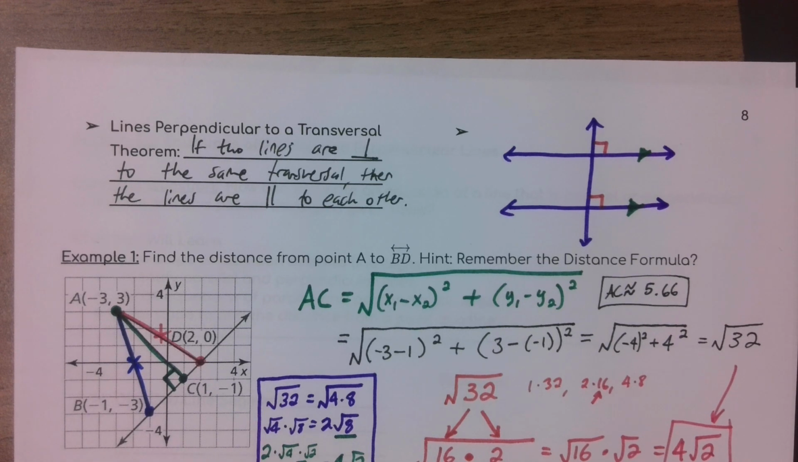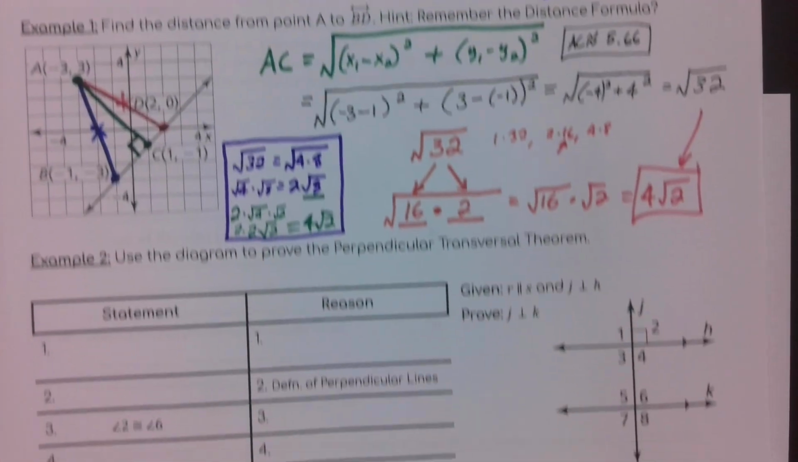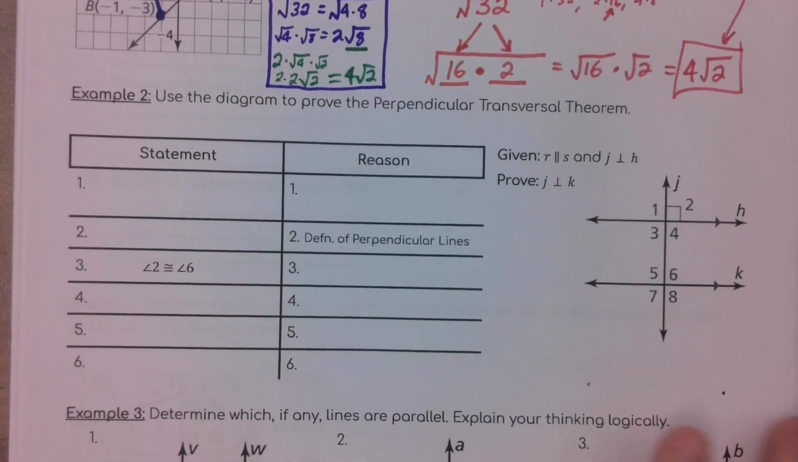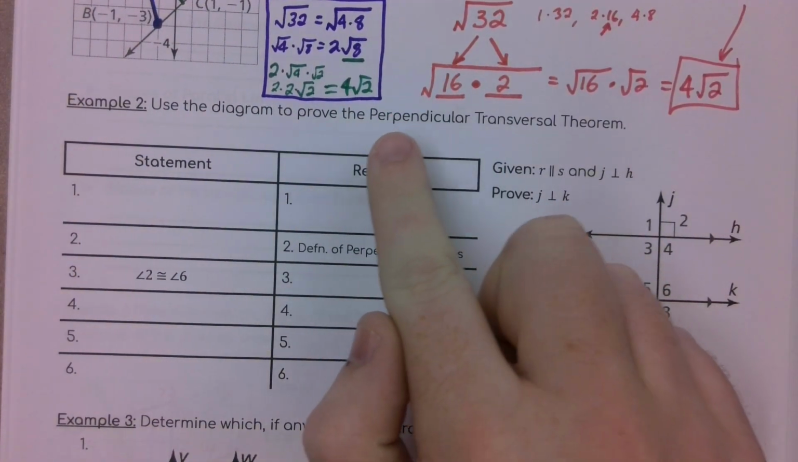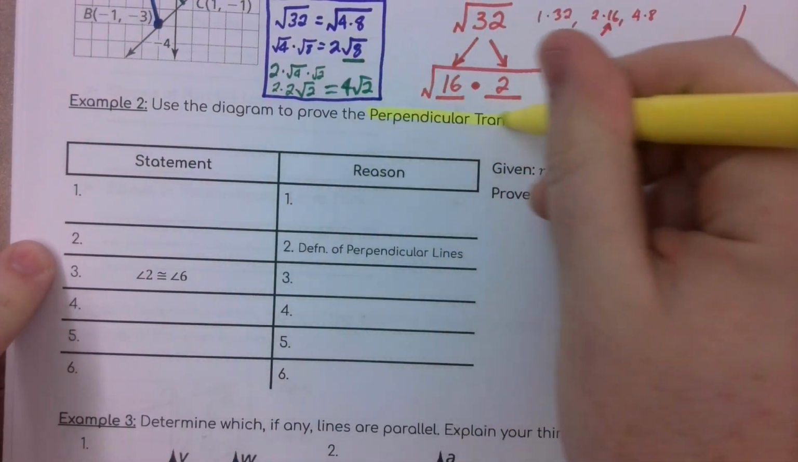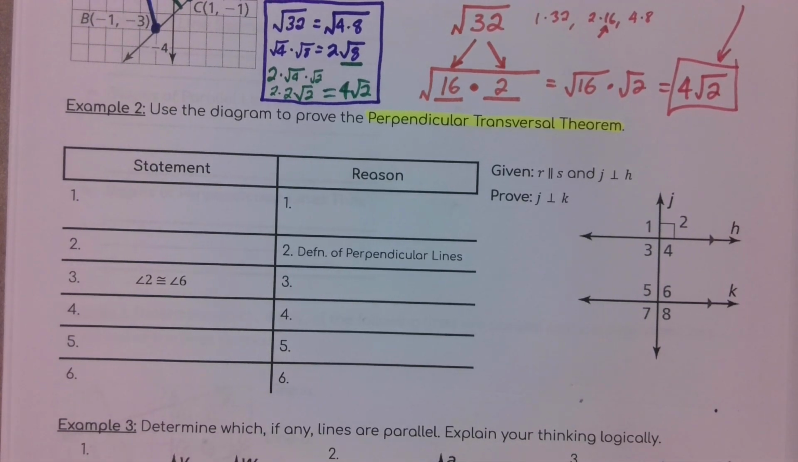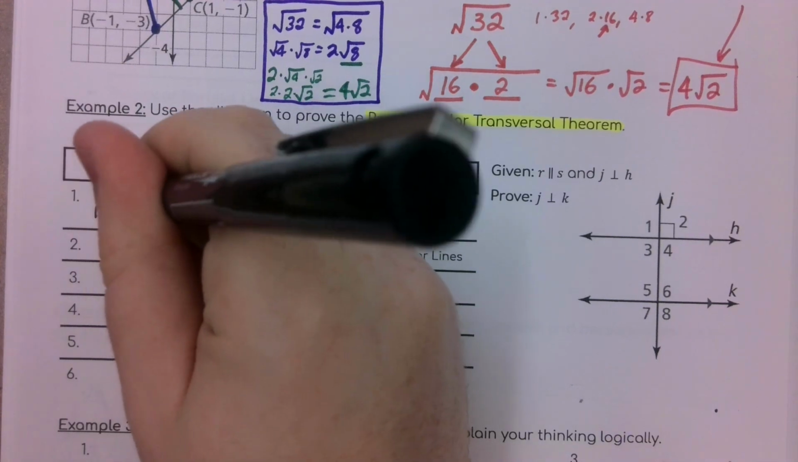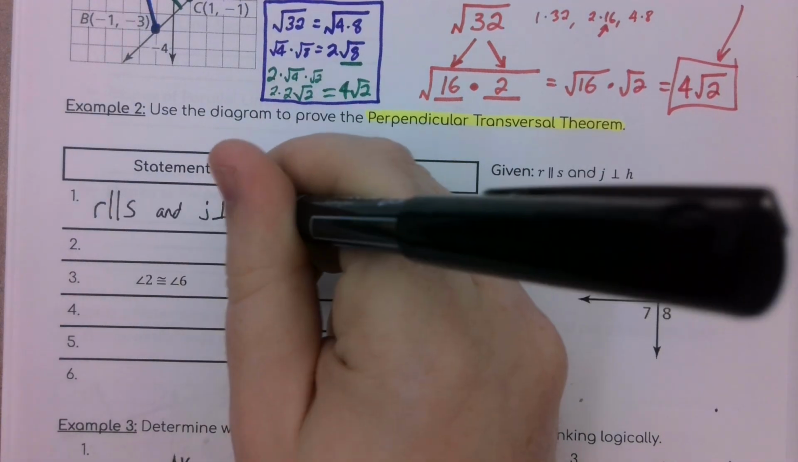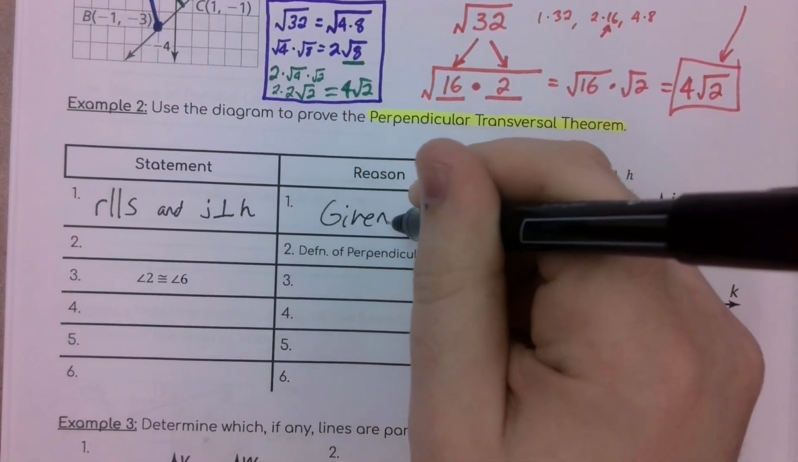Let's take a look at example 2 and see if we can prove the perpendicular transversal theorem. As a reminder, anytime we're asked to prove a theorem, we are not allowed to use the actual theorem name. So this, the perpendicular transversal theorem, is the only theorem in the world we're not allowed to use right now. And this is a longer one too, although I thought of a way to do it in 5 steps that I'll show you here. But you could do it in longer. We're given that R is parallel to S, and J is perpendicular to H. These are our givens.